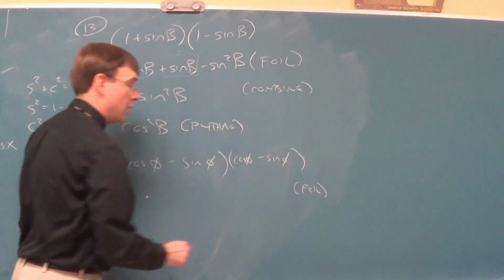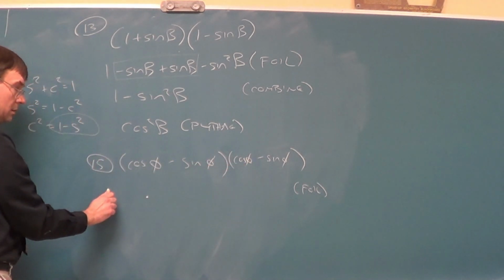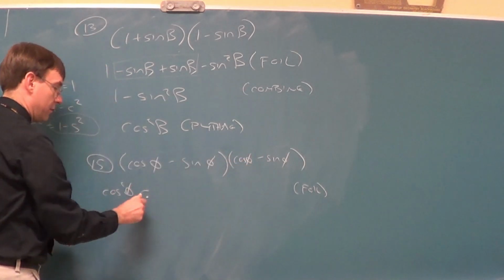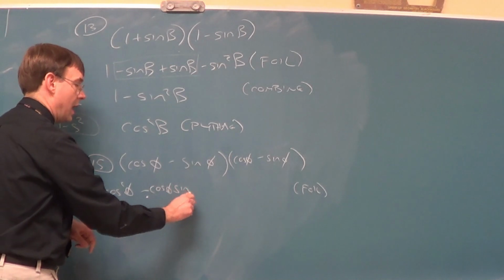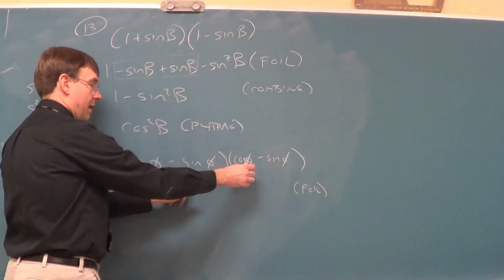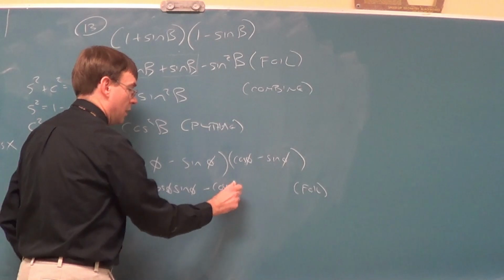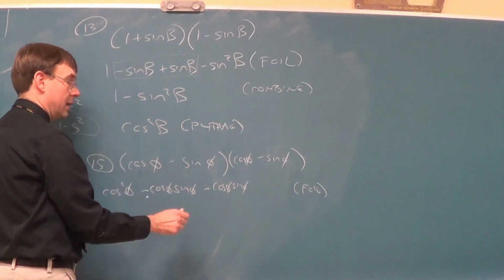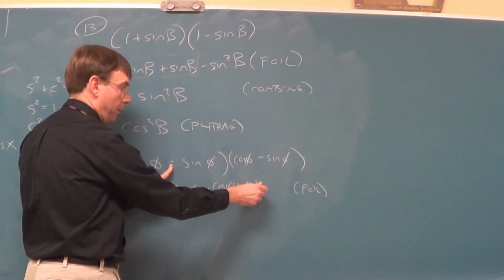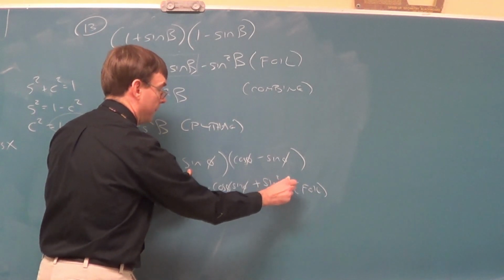And we're going to just start by FOILing this out again. So these would make cosine squared. This would be negative cosine and sine in the same package. Then this would be, again, negative cosine and sine in the same package. This, negative times negative, is going to make positive, and the sine is going to create sine squared.